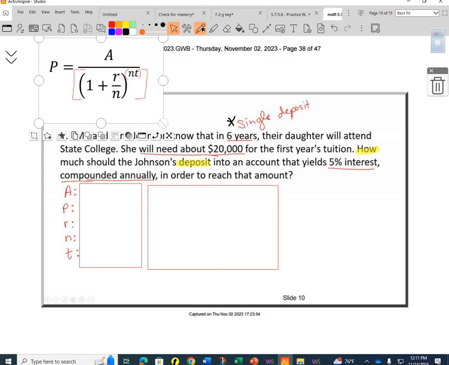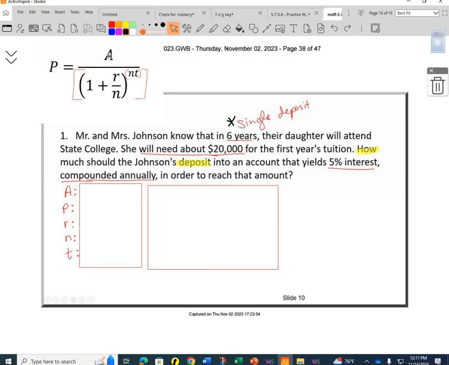What'd you get for the A, Kaylee? What'd you get for the A, Hayden? 1,000. Yeah, so that's the ending, that's the future amount that they want. Okay, Kaylee, does that make sense?